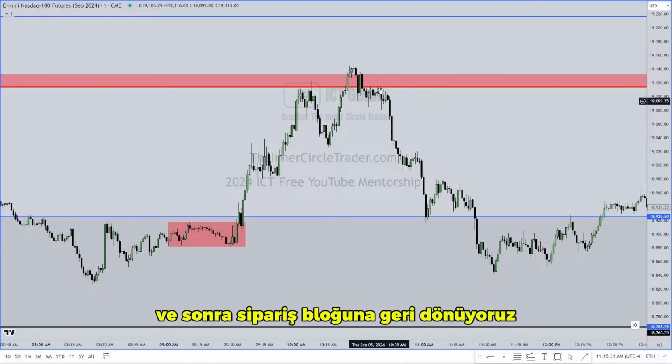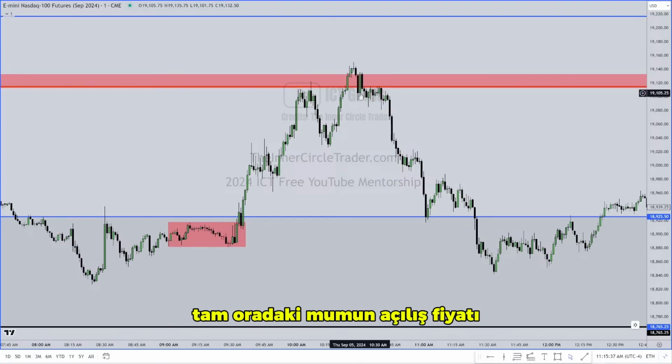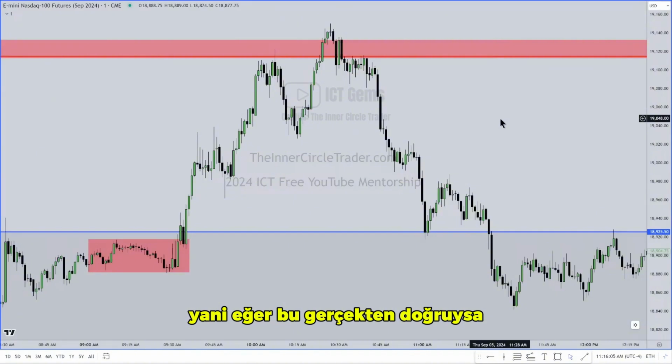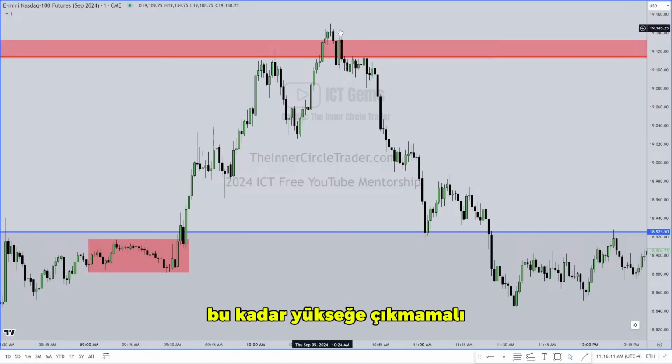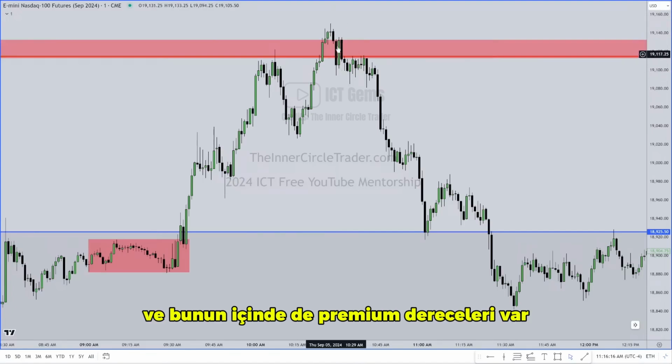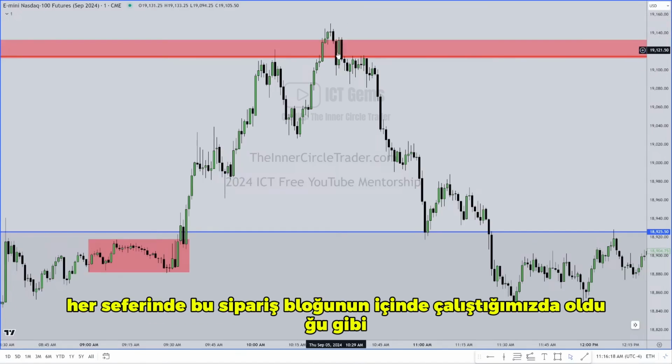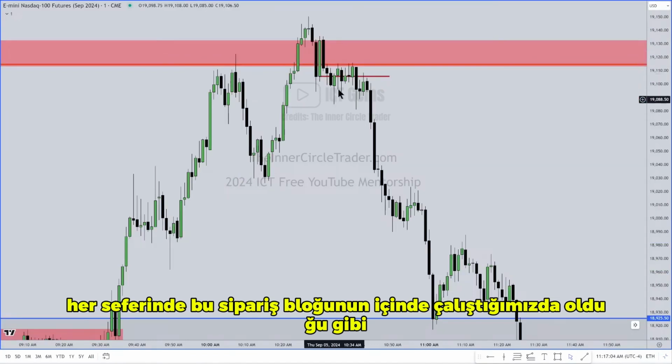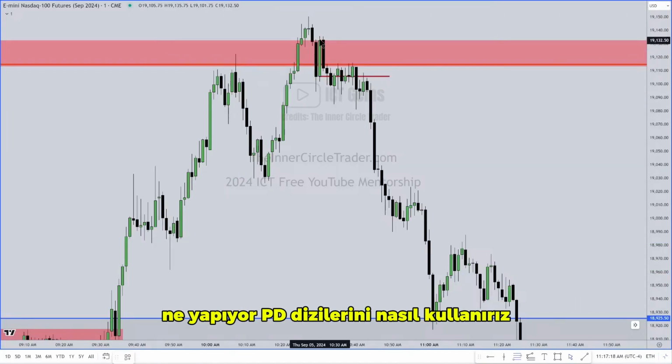And then we trade back up into what? The order block. Where's the change in state of delivery on that? That opening price on that candlestick right there. So if this is in fact correct, any little retracements up should not take out this high, and our premium array that's inside this as well, like this order block. Every time we worked inside that, what is it doing? How do we use PD arrays?